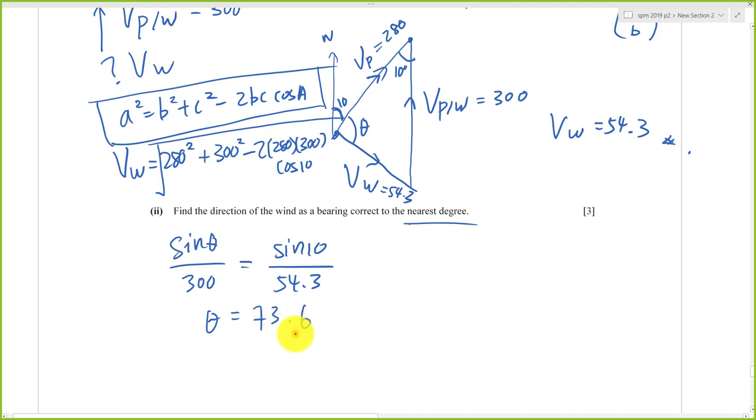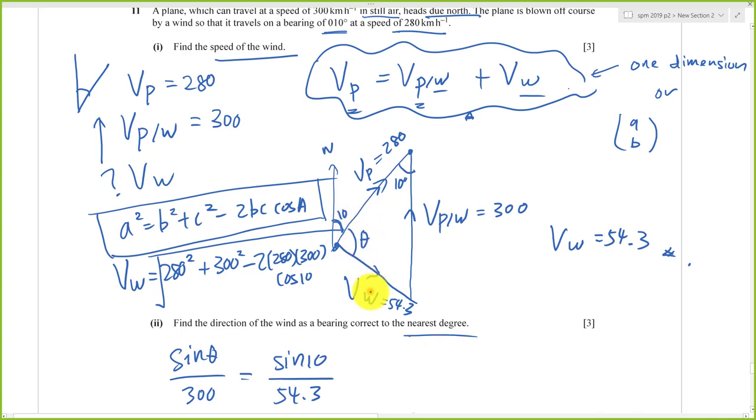Okay, then you need to think, is it possible this will be another angle, because sine is positive in the first quadrant and second quadrant, right? If I try to get the angle in the second quadrant, I can use 180 minus it, and I'll get 106.4. So from here, this angle, I have two possibilities. Because this is 10 degrees, whatever angle this is, it will affect this angle as well.